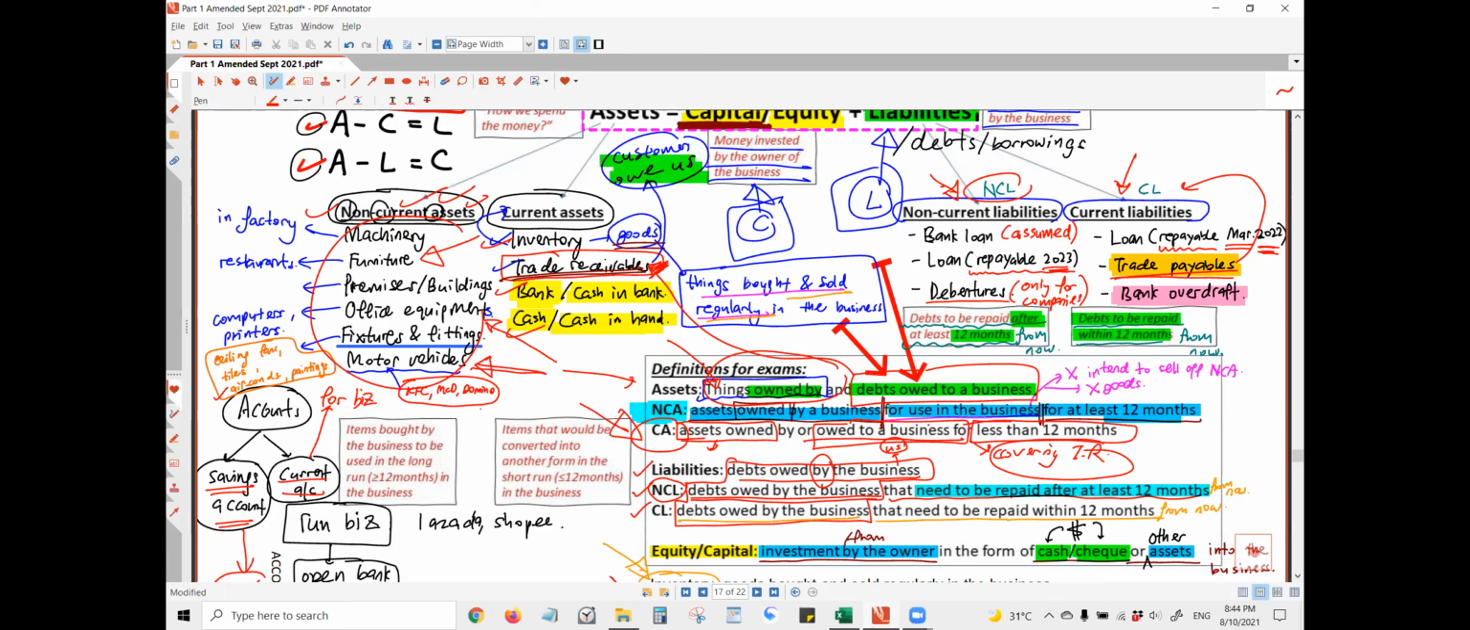Okay, because you won't allow your customers to owe you for more than 12 months. You will chase them for money within a short period of time. Okay, Part 1 is finished.